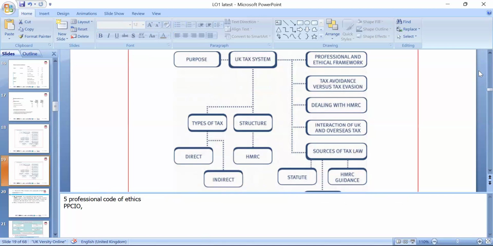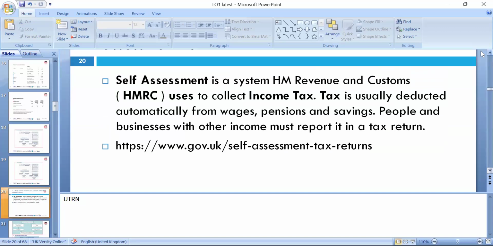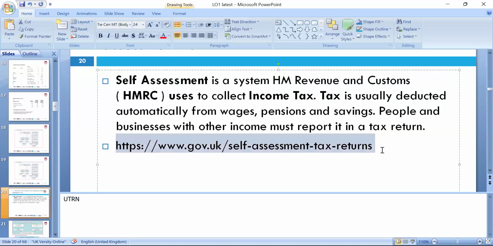Okay, dealing with the HMRC, we can call them, we can approach them, and the sources of the tax, that's what we need to look around. Okay, so please, we need to make sure self-assessment is how the revenue and customs collect, and usually deduct automatically from the wages. And if you're earning more than 50,000, you can do self-assessment according to HMRC rules, which we can follow. That's quite crucial.